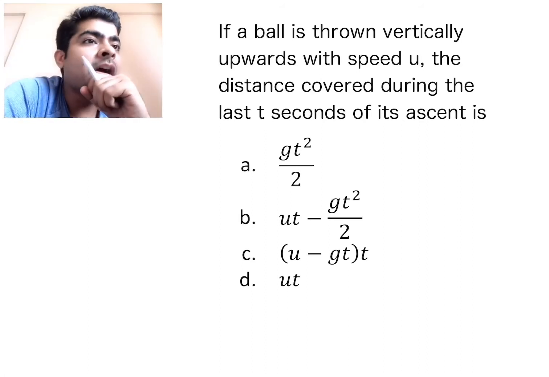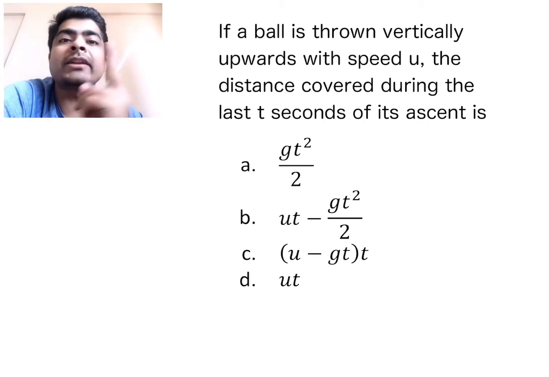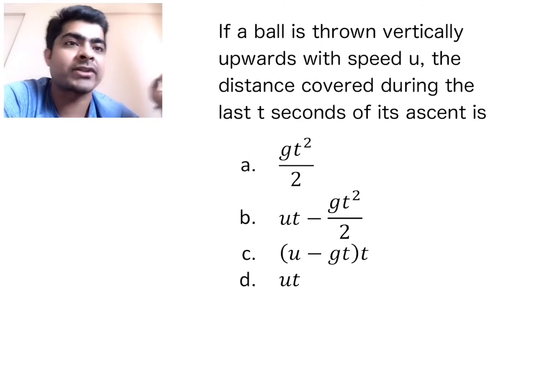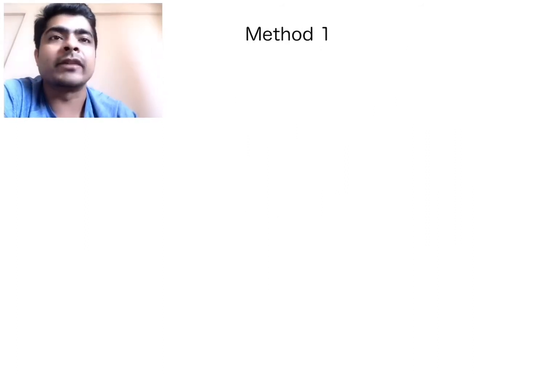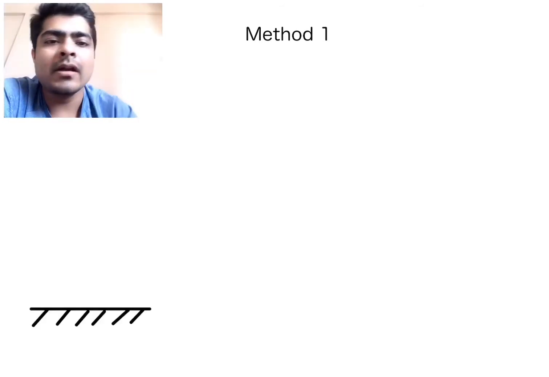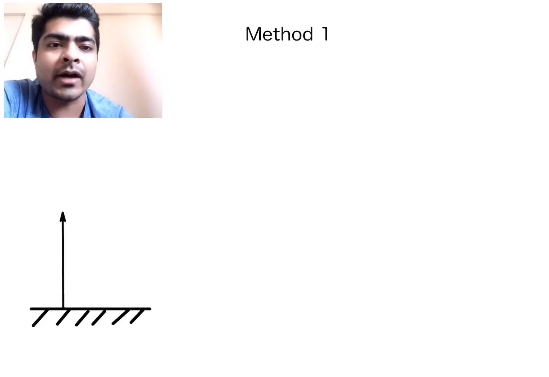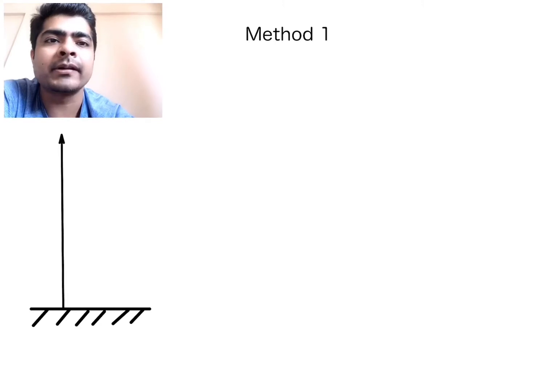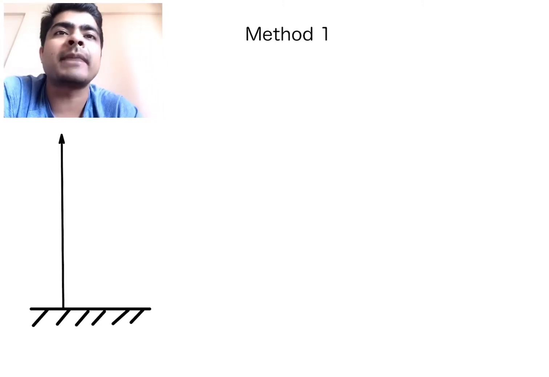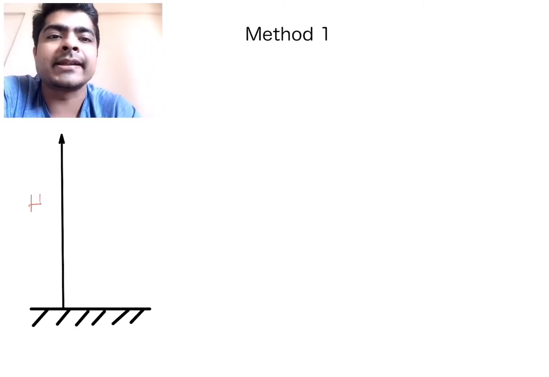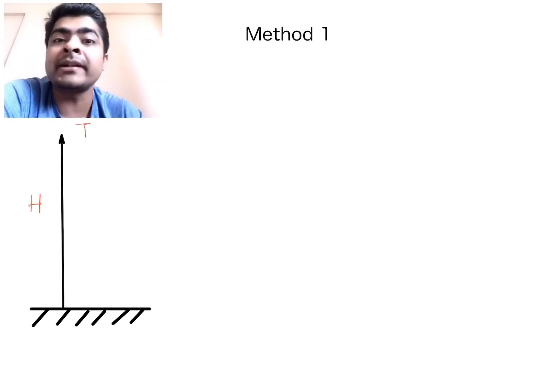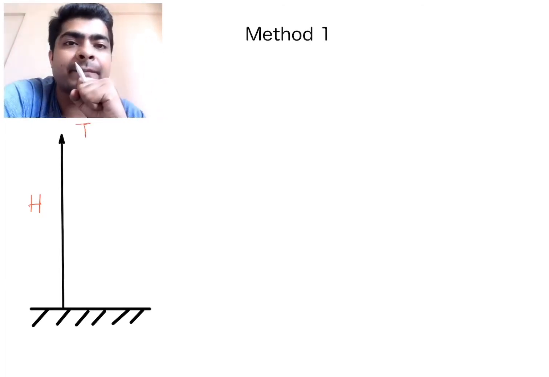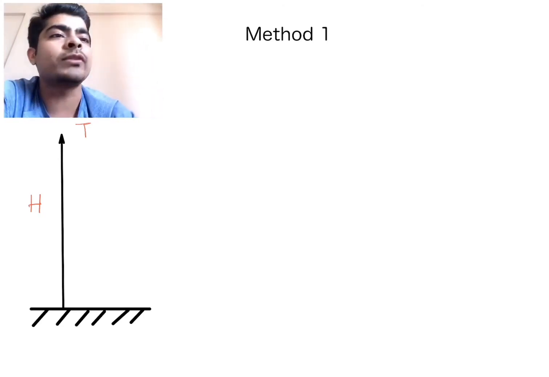Okay, alright, let's continue. I will tell you 2 methods of solving this question. The first one is a long method. So let's look at method 1. This is your ground, and from the ground the ball is going up, reaching a maximum height, let's say h. It takes time T, capital T, to reach the maximum height. So I will have 2 equations over here.